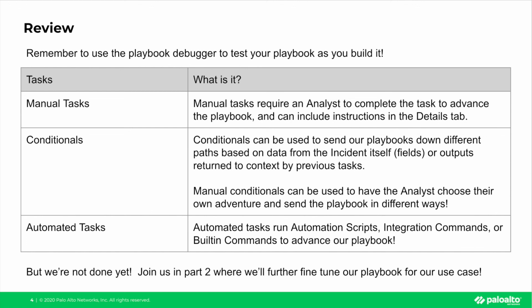Next, we use various conditionals that are used to send our playbook down different paths based on incident data or the outputs from previous tasks. We also used a manual conditional, which allows the analyst to choose which direction the playbook should follow for response, remediation, etc. And then we used various automated tasks using automation scripts, integration commands, or built-in commands to work with the incident to advance our playbook.